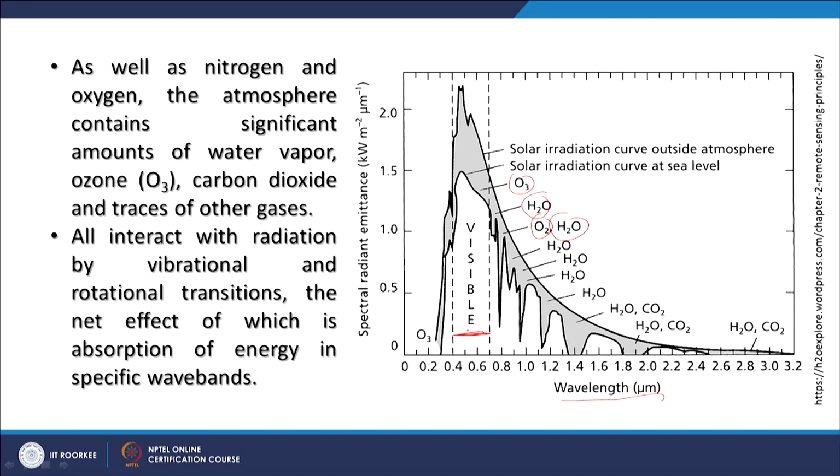So all these interactions with radiation by vibrational and rotational transitions, and the net effect of which is the absorption of energy in specific wavelengths, which you can see here. If you see H2O, it is almost in every part of the EM spectrum, this part especially which is being displayed, in almost every part there is absorption. So the moisture or water within the atmosphere has a lot of absorption in different parts of the EM spectrum. Other gases have limited roles and not everywhere, like ozone plays a very large absorption role in the visible, but in other parts it is not that common.